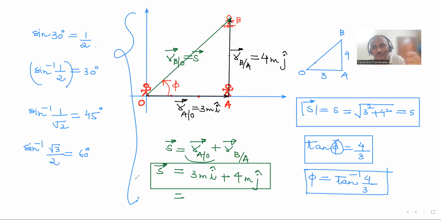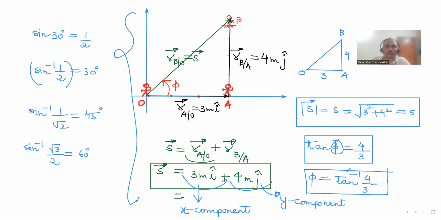Yes, sir. If a vector is given as a sum of its x and y components, this vector is called the x component of the displacement vector. This vector is called the y component of the displacement vector. Got it? Yes, sir. Good. So please copy it quickly and we are done for the day then.